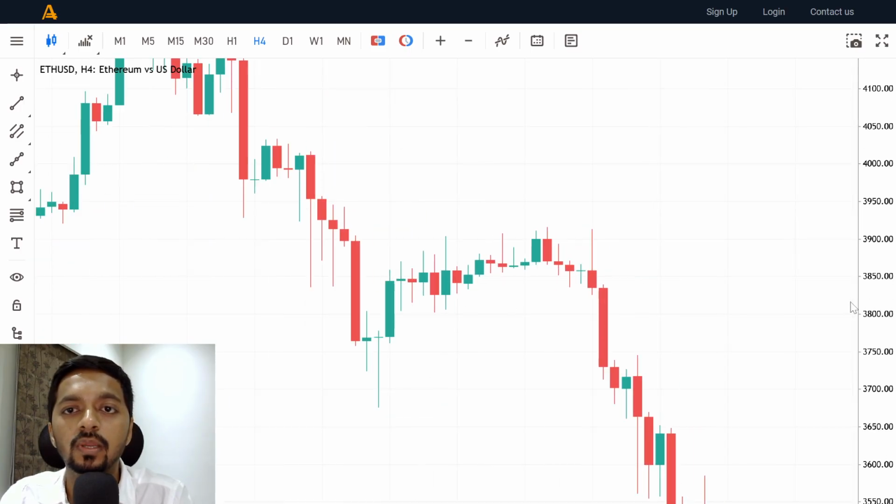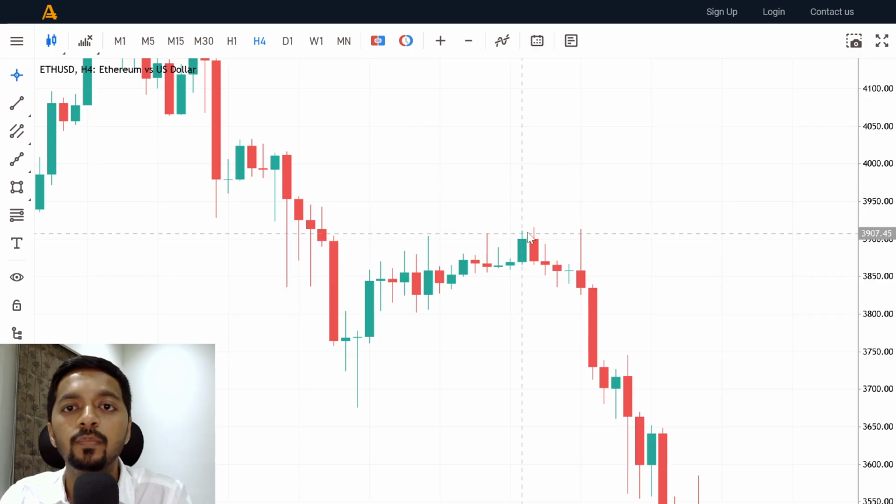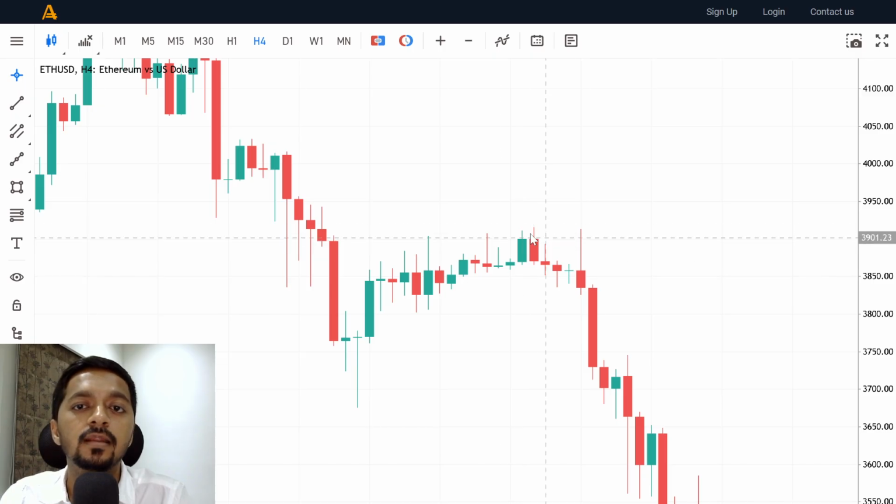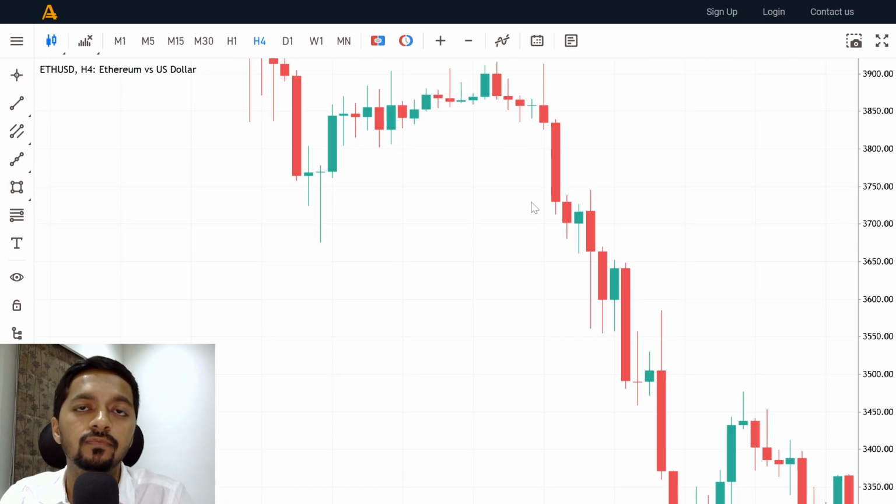If you look at this scenario again, one more scenario of tweezer top formation, the highs of 3911 and 3914, we can consider this as an ideal tweezer top. Exactly, it covered more than 50 to 60% of the previous body, and on the break of the low, look what kind of reward you get, right?